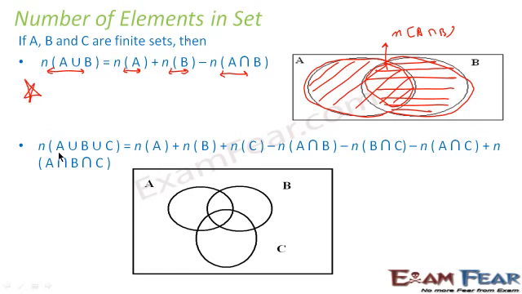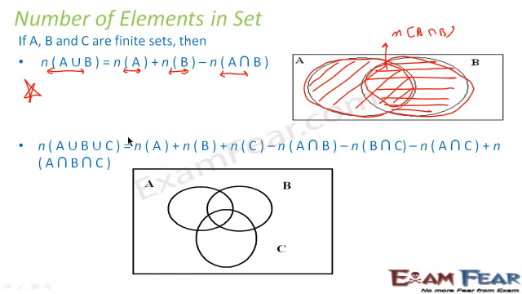Similarly, for this problem, when we say the number of elements in A union B union C, this is equal to the number of elements in A plus the number of elements in B plus the number of elements in C minus the number of elements in A intersection B, minus the number of elements in B intersection C, and minus the number of elements in A intersection C. And then we add the number of elements in A intersection B intersection C.